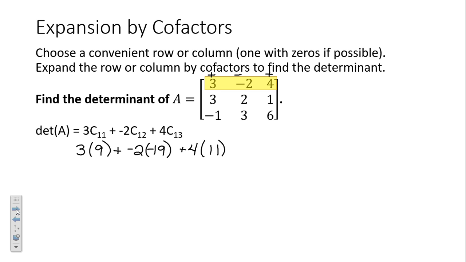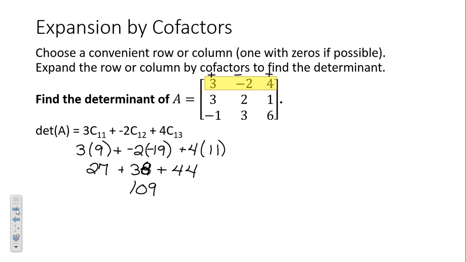Okay. All right. So 3 times 9 is 27, right? -2 times -19 is 38, right? And then 4 times 11. We add them up and we get 109.